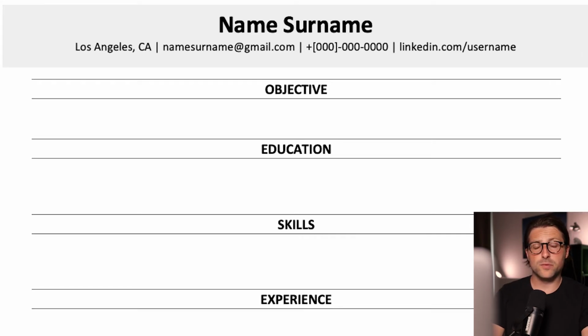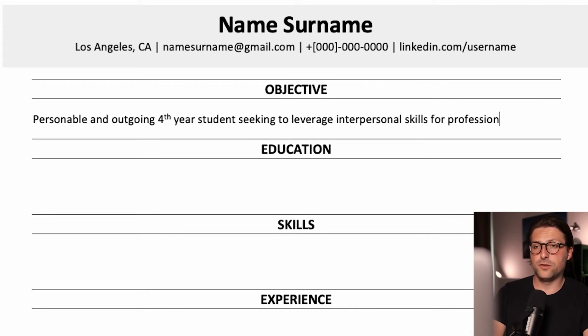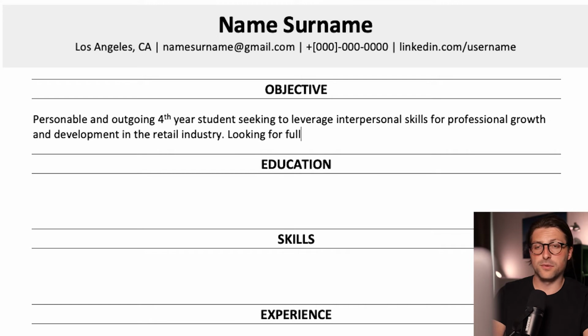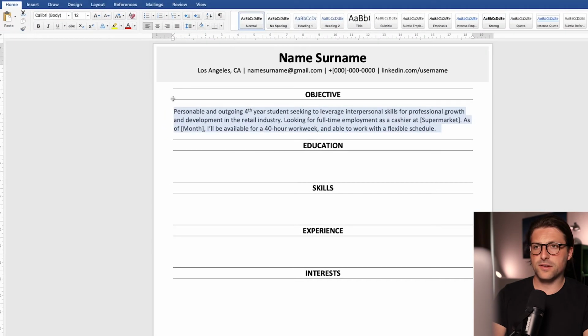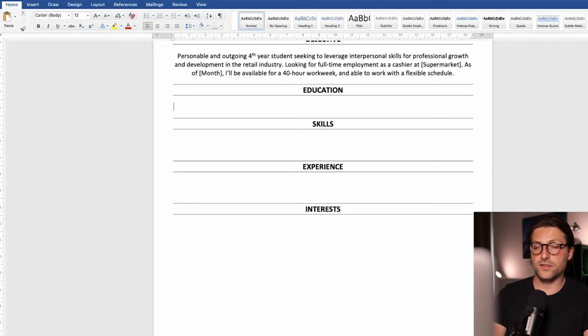Now let's start with the objective, and I would advise you to use this section to direct the reader's attention and inform them about the most important pieces of information, like who or what kind of person you are, what expertise you would like to leverage, the position you are after, and optionally inform them about your availability. Okay, let me center this paragraph and move on to the next section.